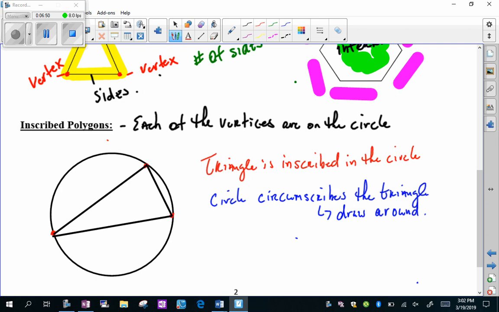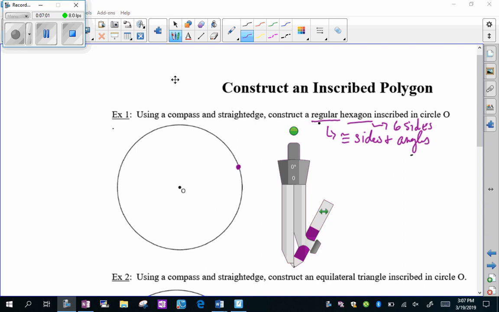Okay. So now that we've got that down, let's make sure that you have your compass and your straight edge as we're going to move on to some constructions. Our first construction is, using a compass and a straight edge, construct a regular hexagon inscribed in a circle, or in the circle O. O is our center point. And a regular hexagon, just clarifying, has all congruent sides and angles: 6 congruent sides and 6 congruent angles.